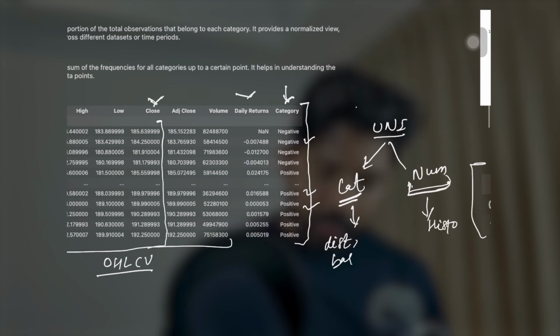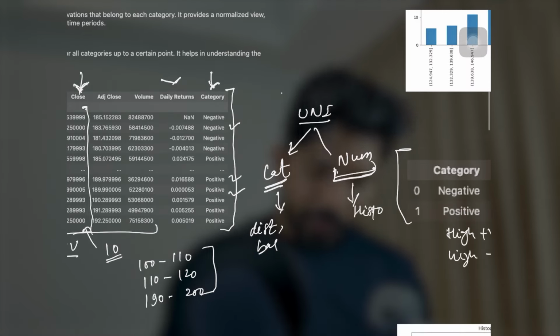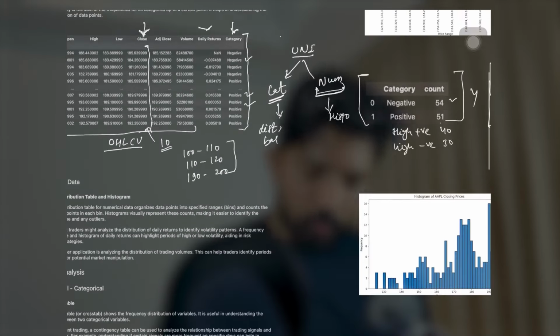How? Let's say we take this close column here, and we will divide this column into multiple bins. Let's say I want to divide this into 10 bins, and we can provide the ranges. Let's say I want from 100 to 110, then from 110 to 120, and so forth, up to 190 to 200. So I'll have 10 bins, and on the basis of that I can draw a histogram. Let me show you how.